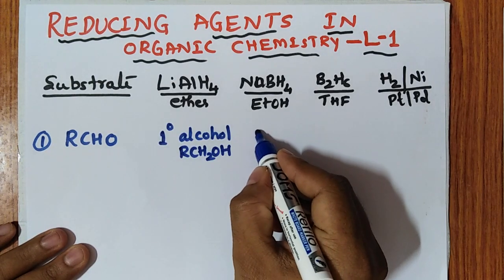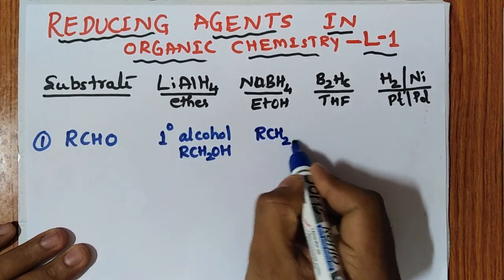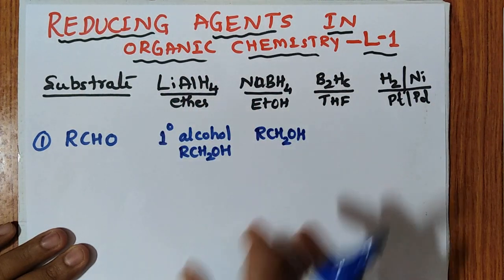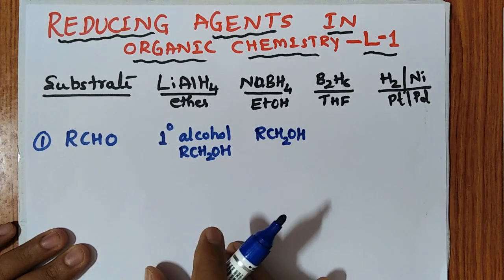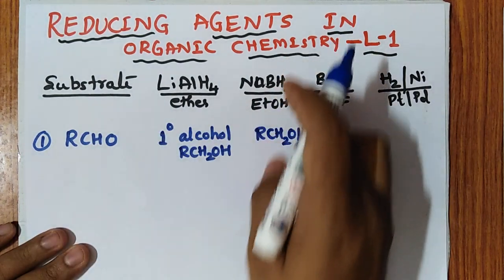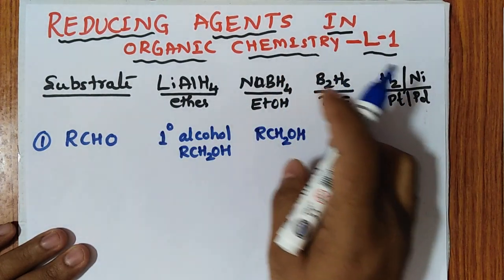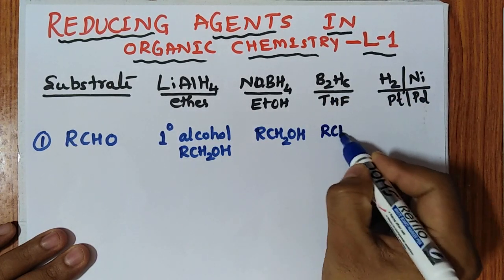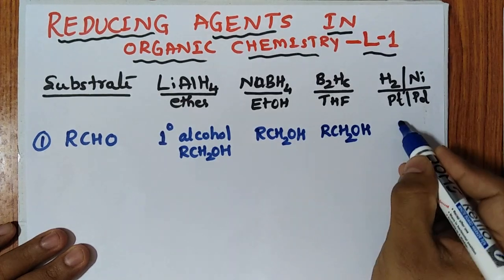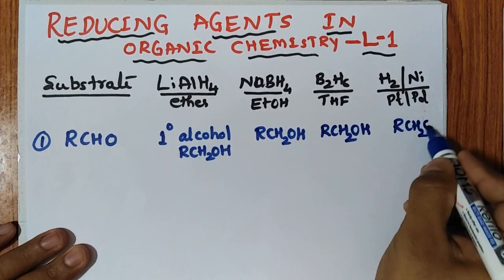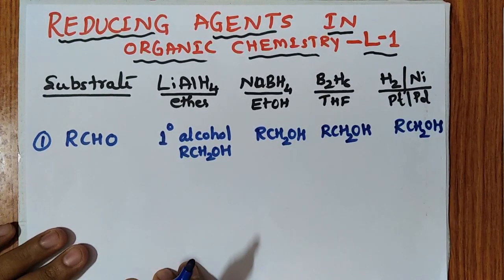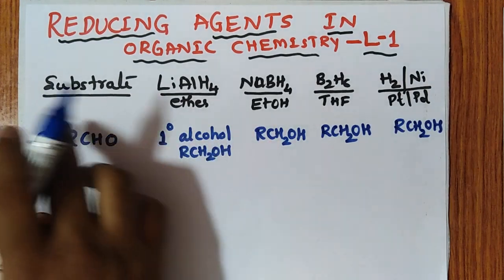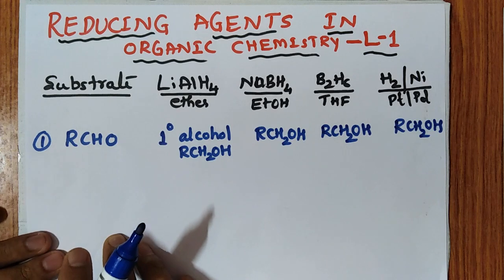Here also you are going to get the same RCH2OH, so that you can understand the difference between these different reducing agents. When it reacts with NaBH4 also you will get the same, and with B2H6 in tetrahydrofuran, that is THF, here also you are going to get the same thing, RCH2OH. Which means in this case there is no difference. So aldehyde is converted into primary alcohol by all the 4 reducing agents.